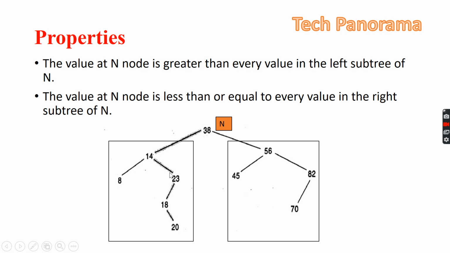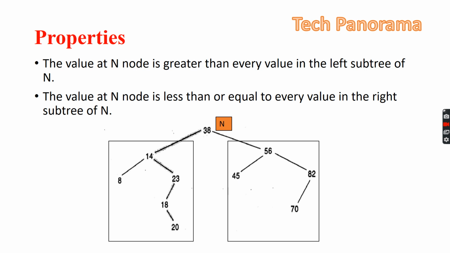The same property will be applied to the right of 14, that is this subtree. 18 is less than 23, so it will be the left of 23, and 20 will be greater than 18, so it will be the right of 18. Next, we can see that 56 is greater than 45 and 56 is less than its right subtree, and 82 is greater than its left part.